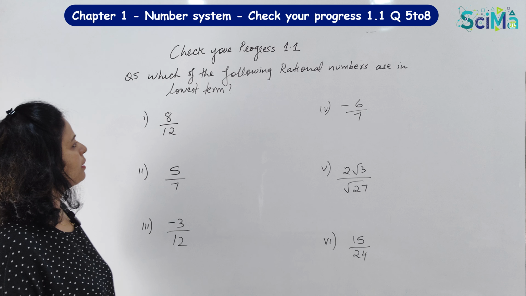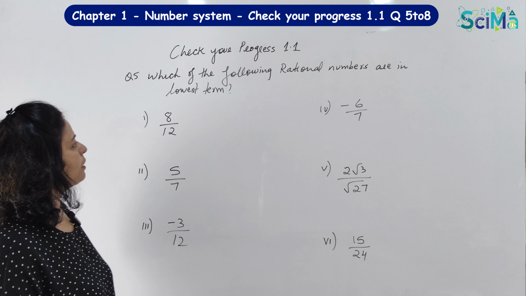Minus 3 by 12, we can divide with 3 in the numerator and denominator, and we get minus 1 by 4. So this also was not in the lowest form. Fourth one, minus 6 by 7, yes, it is in the lowest form because there is nothing common between them. The common factor is only 1, right?